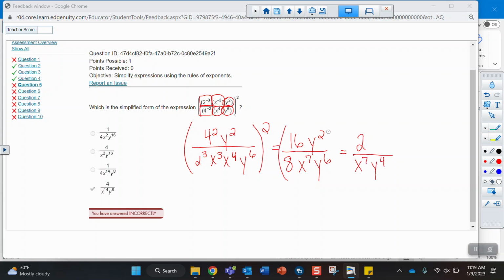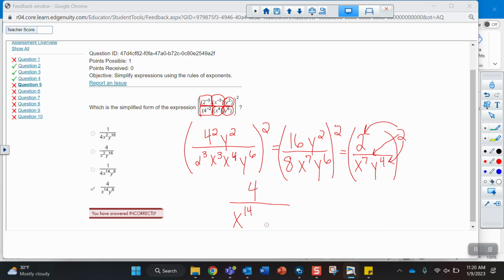In the bottom, and again, I should have written that there. Everything is still being squared. Now I have everything cleaned up. So now let's go ahead and use that power to a power rule. Everything gets squared. So 2 squared is 4. X to the 7th squared, I'm going to multiply those two powers. That's to the 14th.